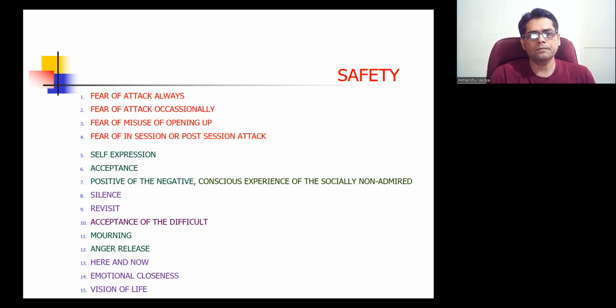Last one, safety. Very important we see in psychotherapy, the patient doesn't feel safe. Safety is very important to be cultivated in therapy. I think this is the first thing we should be cultivating before going deeper.